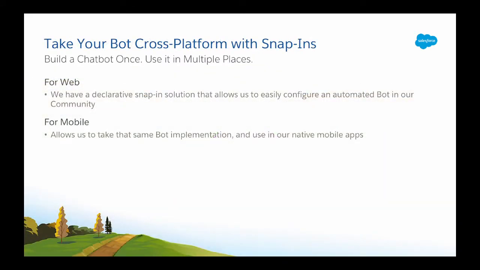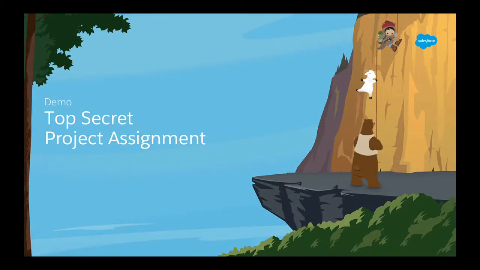So you're probably wondering, how are we going to bring this chatbot cross-platform? It doesn't just work auto-magically. So we're going to use what are called Service Cloud snap-ins to make this happen. And when we use our snap-ins, we're going to be able to build a chatbot once and use it on multiple platforms. We're going to focus today on web, which will be a Lightning community, and then we'll also focus on an iOS mobile app written in Swift, both of which will use the snap-ins to add our chatbot to our respective apps.